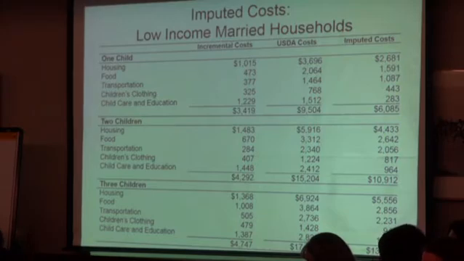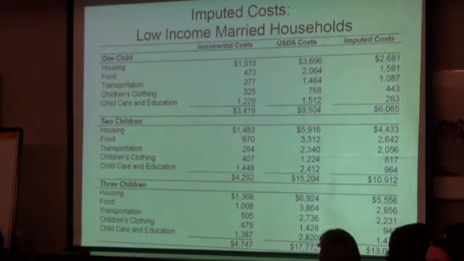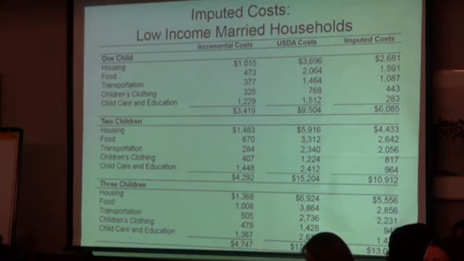In every case, the USDA has housing costs as the biggest category. In every case, we don't. We have child care and education as the biggest category. Our numbers suggest that the largest category of child costs is child care and education. The USDA numbers say the largest category of child costs is housing costs. You guys have to make that decision between them.